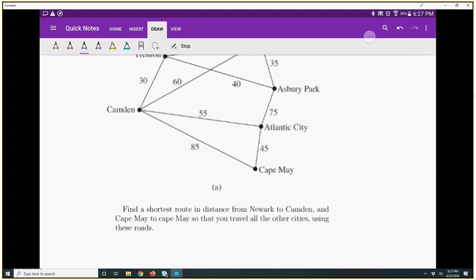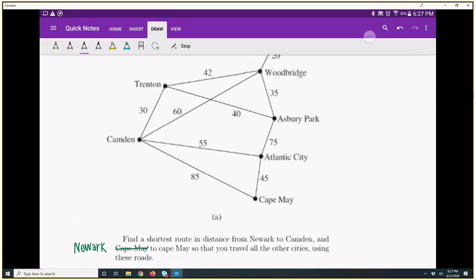The question asks us to find the shortest route in terms of distance from Newark, New Jersey to Camden, New Jersey, and from, this is just a typo, it should say, and from Newark, New Jersey to Cape May, so that you travel to all the other cities using these roads.